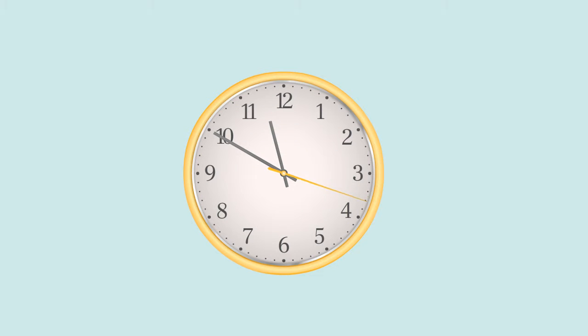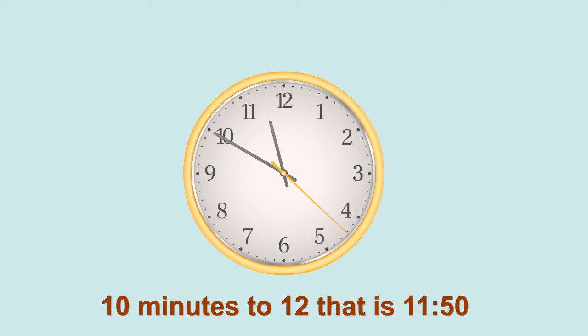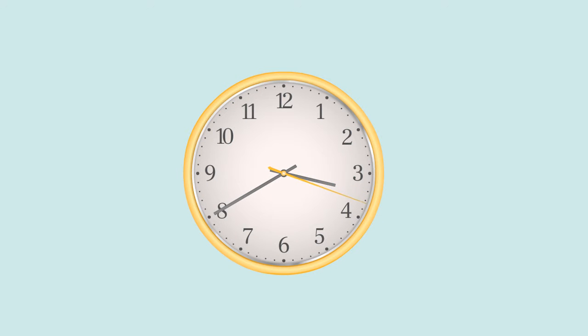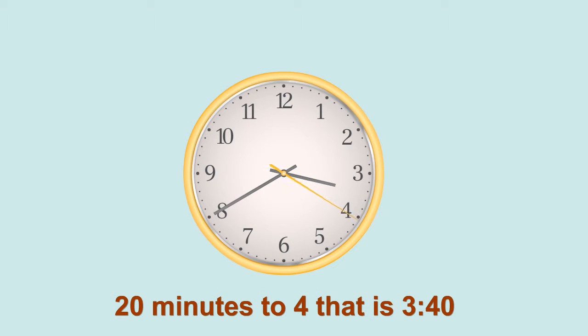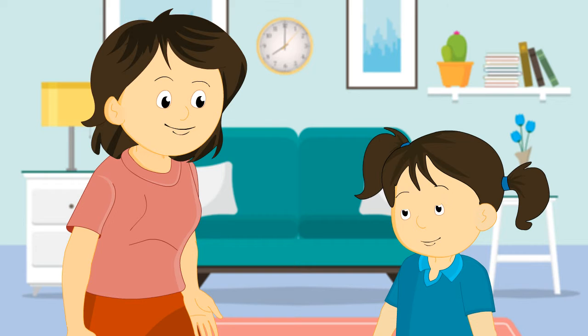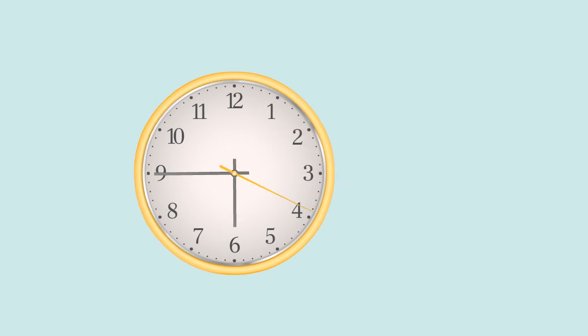For example, here the time is 10 minutes to 12. That is 11:50. Here the time is 20 minutes to 4. That is 3:40. When the minute hand is on 9, then the time is a quarter to the next hour. The time shown on the clock is quarter to 6, or 5:45, or 15 minutes to 6.